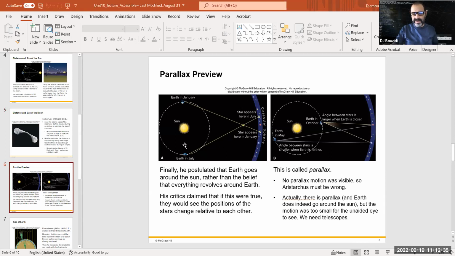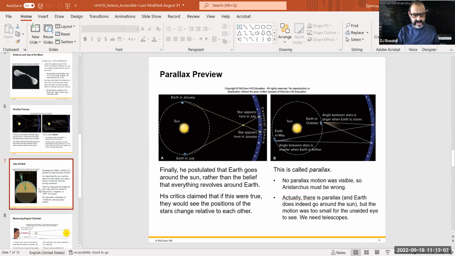Now, the problem, as I was describing earlier, is the parallax. If what you're saying is correct, then we should see the entire sky shift. The celestial sphere should shift back and forth as we move around the sun. And that we don't see. So his argument that the Earth goes around the sun did not hold water because we couldn't see the parallax, the shifting, in the experiment that I was describing, okay? Today we know we do see it, but it takes very high-precision equipment to see it.